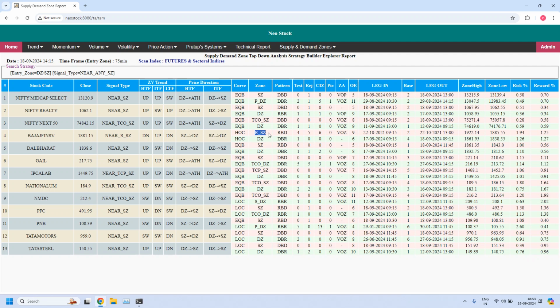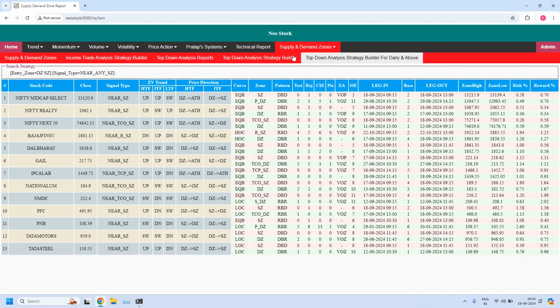Bajaj Finserv is a high liquidity 75 minute supply zone. IPCA Lab is also a high liquidity supply zone. So that means we have identified 2 high liquidity supply zones from this list. High liquidity means high priority zones, as I explained to you in lesson 21.3.